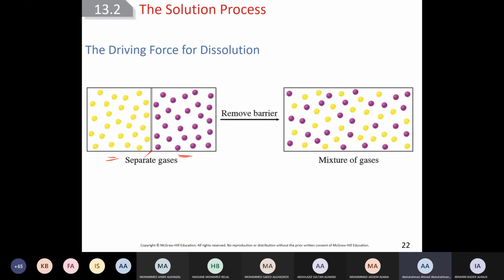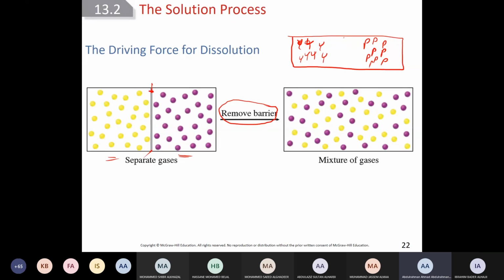Remove the barrier. This is the barrier, and we remove the barrier. What will happen? Are you going to see only the yellow on this side? I will write them as yellow, yellow, yellow, yellow, and on this side, purple, purple, purple, purple. Is this possible? Without the barrier, are you going to see the purple here only and the yellow here only? No, never. Impossible. Why? They will mix together like this.